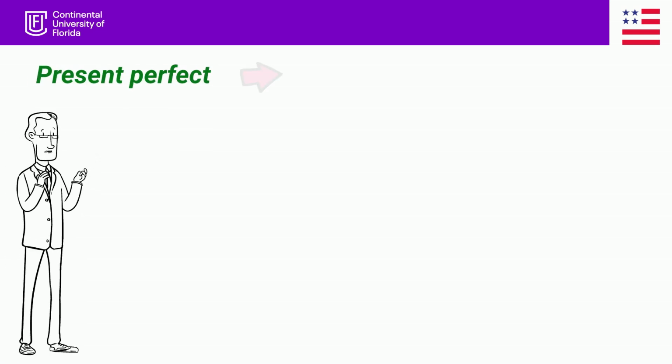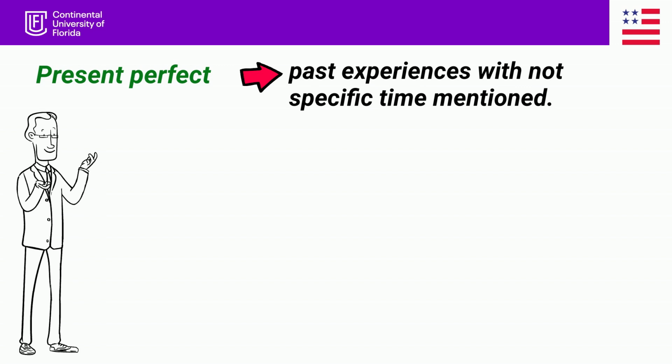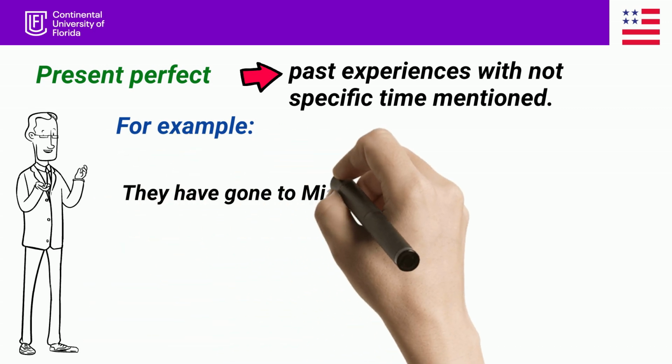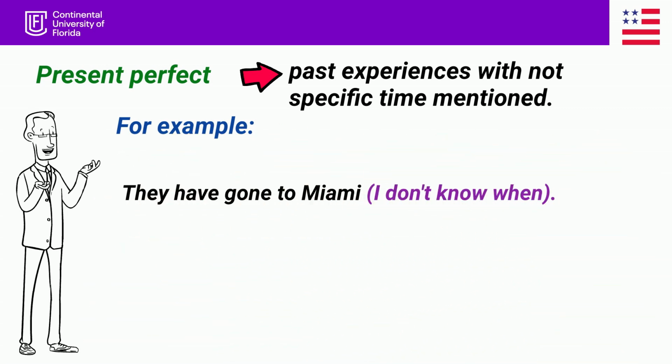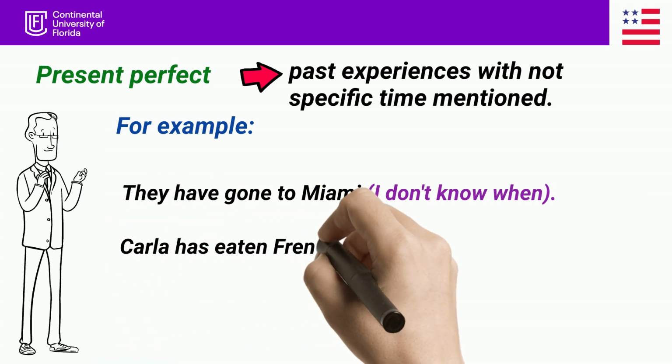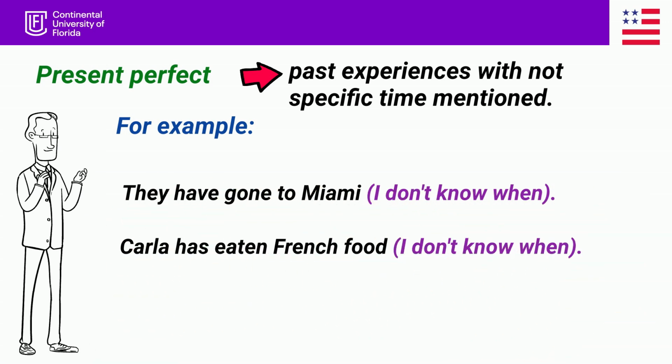Finally, we use the present perfect to talk about past experiences, but we don't mention when they happened. For example, they have gone to Miami. I don't know when they did that. Or Carla has eaten French food. Once again, I don't know when the event happened.